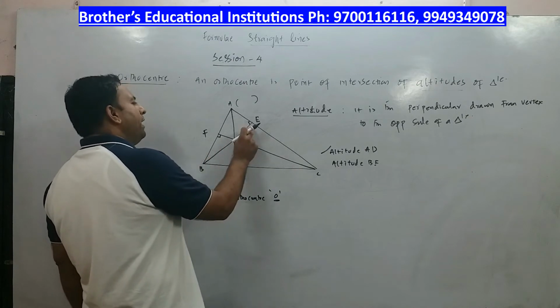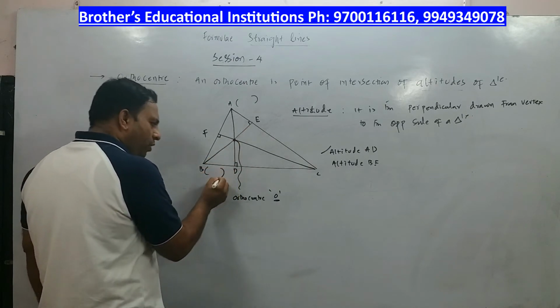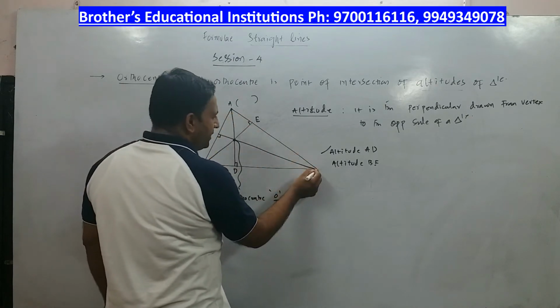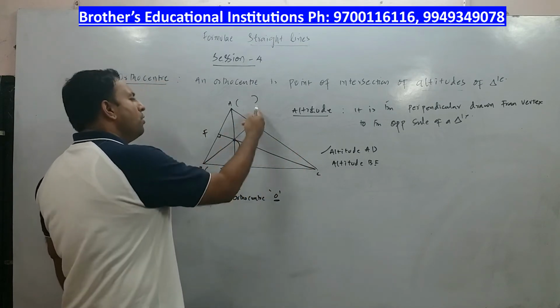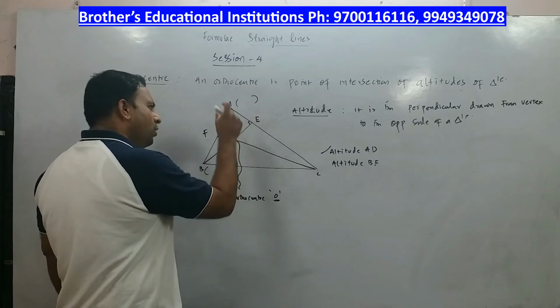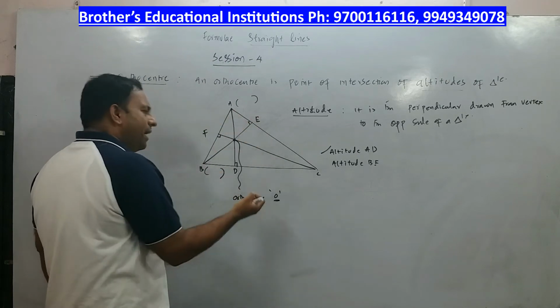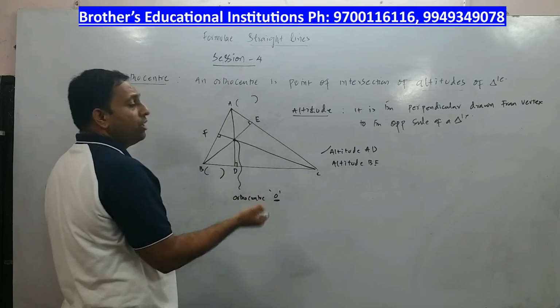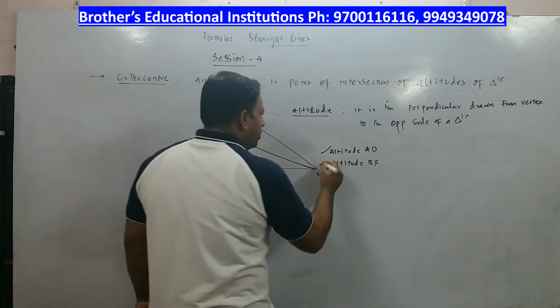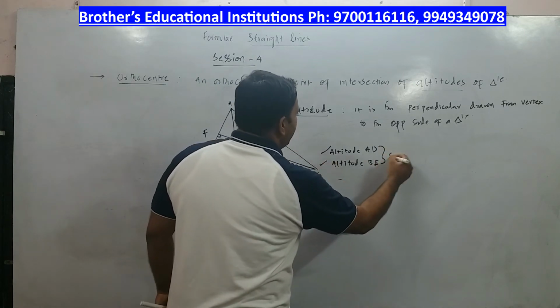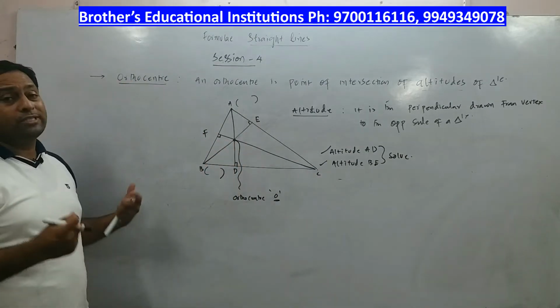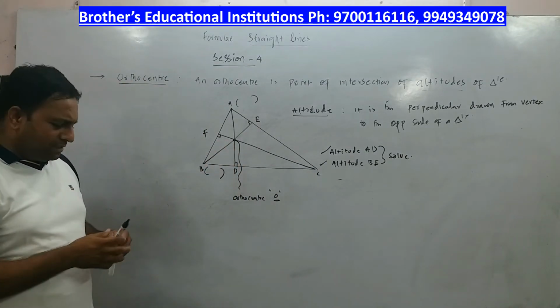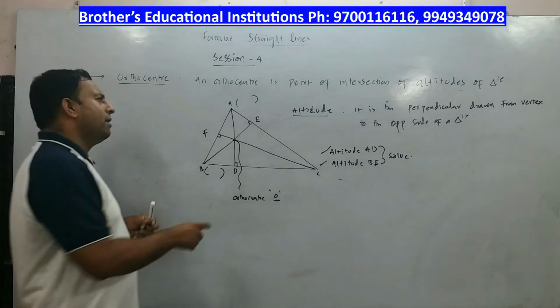Similarly, when you are to find the BE equation, you already know B. Find the slope of AC. When you reverse the number and change the sign, you will get the perpendicular slope. Once you know the perpendicular slope of BE, you have the slope and you have the point. Apply the one point formula and you will get the equation of altitude BE. Once you know altitude AD and altitude BE, you are going to solve them, and when you solve, what you get is the orthocenter.